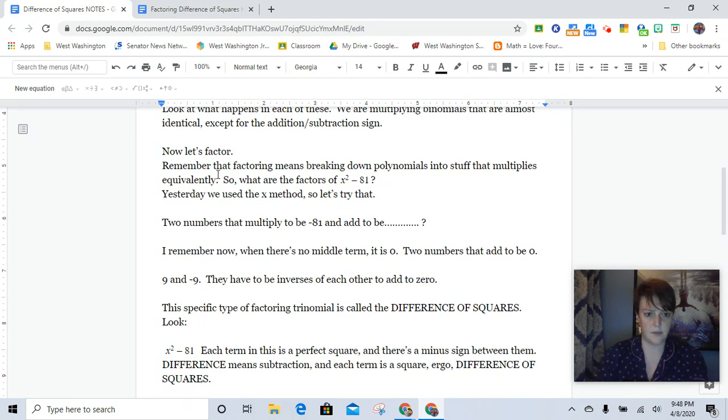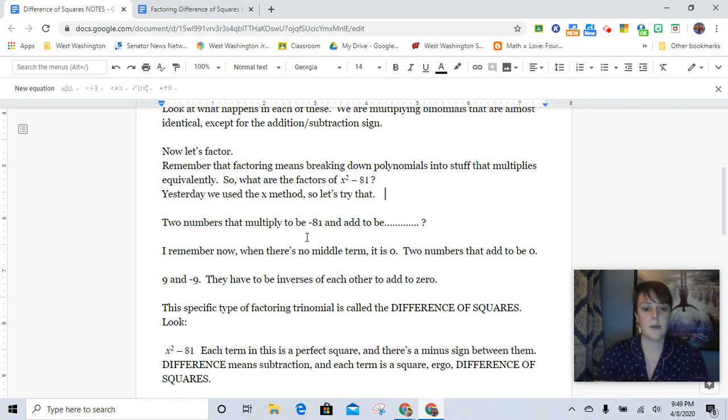So let's factor these. Remember that factoring means breaking it down into stuff that multiplies equivalently, because that's what a factor is. A factor is a multiplier that, when put together, multiplies to be the other number, like 2 and 3 are factors of 6. So what are the factors of, let's say, x squared minus 81? So yesterday we used the x method. So trying that, we find two numbers that multiply to be negative 81 and add up to be something. That's right. When there's no middle term, that's a 0x. And so our middle term is 0.